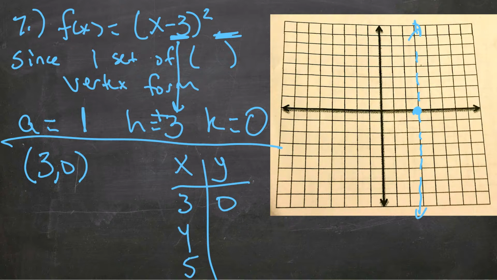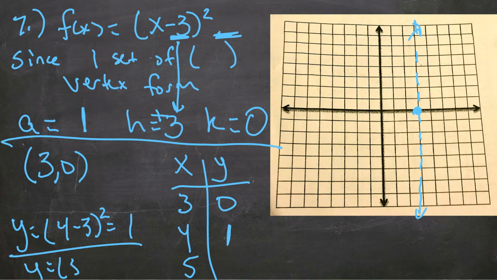I add 1, I add 1. You could also subtract 1, it does not matter. So I plug in, I say y equals, instead of x, I put 4 minus 3 squared, which is 1. Now I plug in 5. 5 minus 3 is 2. 2 squared is 4. So I go 4, 1, put a dot. 5, 4. Reflect it over. And that's it for number 7.